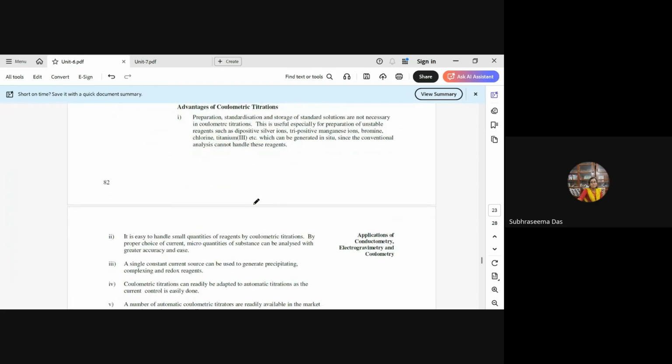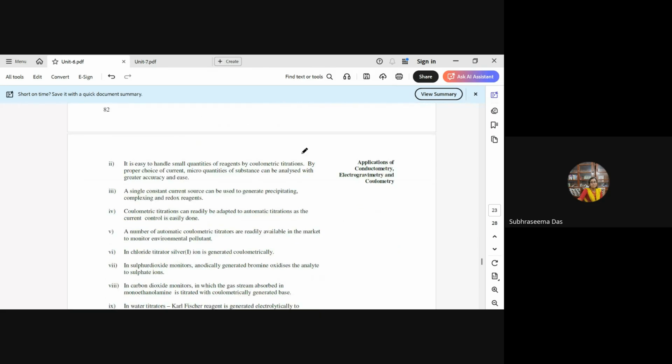Then what are the advantages of coulometric titrations? The preparation, standardization and storage of standard solutions are not necessary in coulometric titrations. This is useful especially for preparation of unstable reagents such as dipositive silver ions, tripositive manganese ions, bromine, chlorine, titanium, etc.